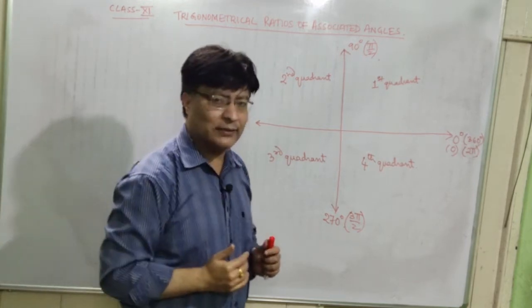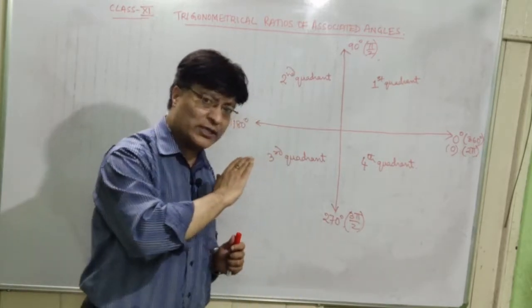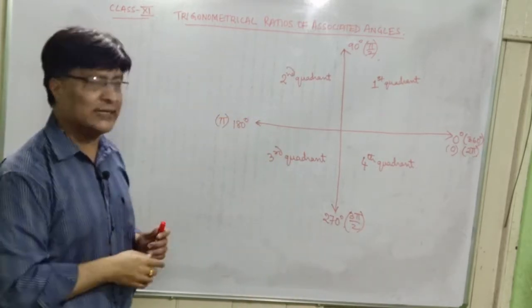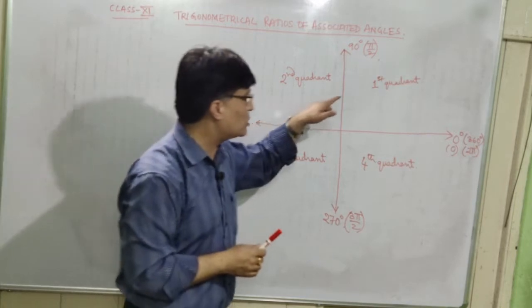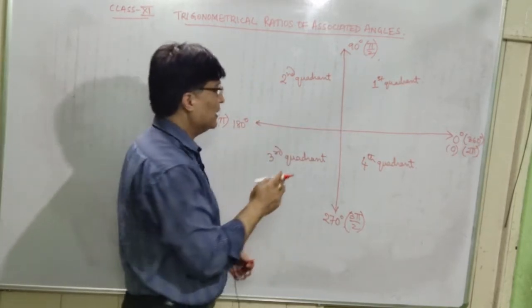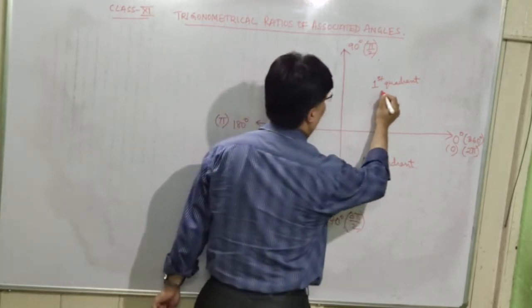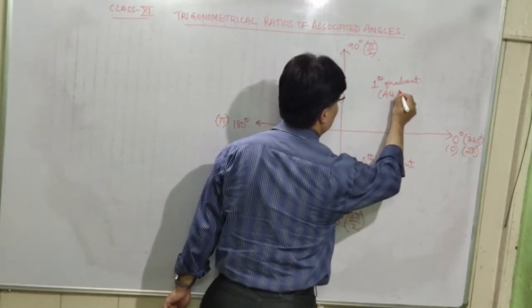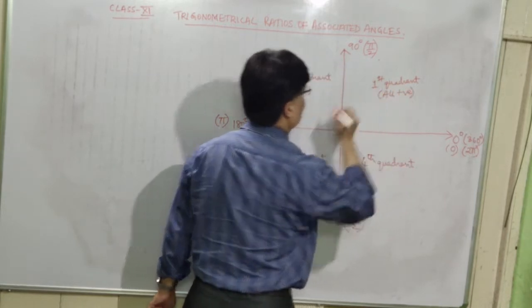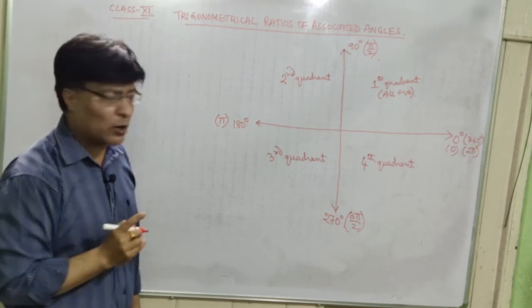So in class 10, you did trigonometrical ratios of angles which are greater than 0 degree but less than 90 degree. That means all the angles were lying in the first quadrant. Now you should know that in the first quadrant all the trigonometrical ratios are positive. All positive means all trigonometrical ratios are positive.